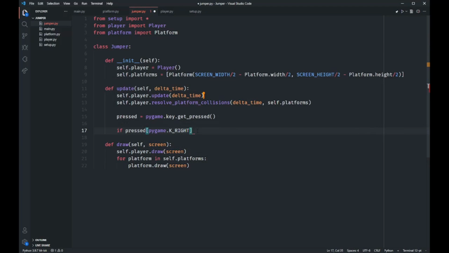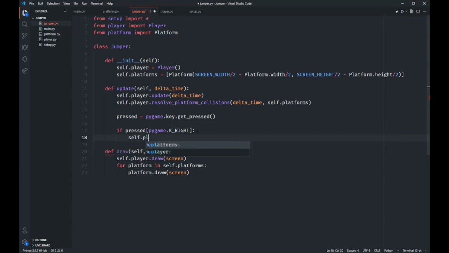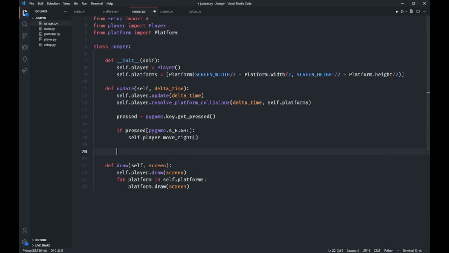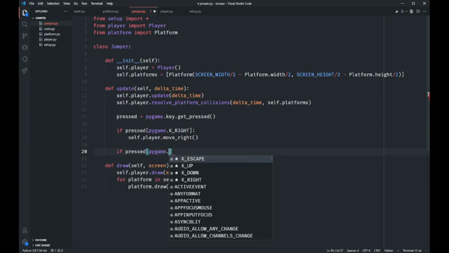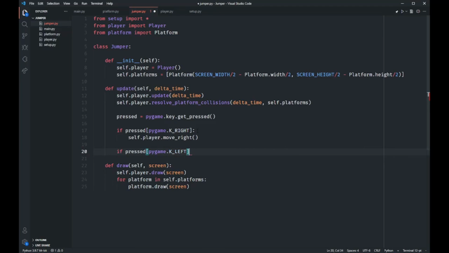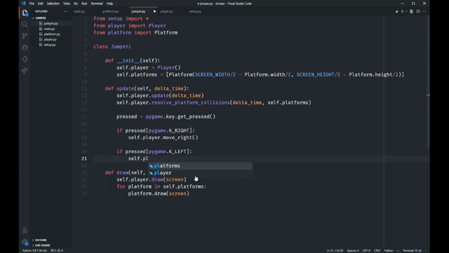So let's do that. When we press the right key, we're going to want our player to do something. So we'll implement this in our player. You might notice this player.moveRight and player.moveLeft are currently not methods, so they don't actually exist in our player. We haven't implemented them, we'll do that in just a second. So don't worry if you're getting some kind of error from it.